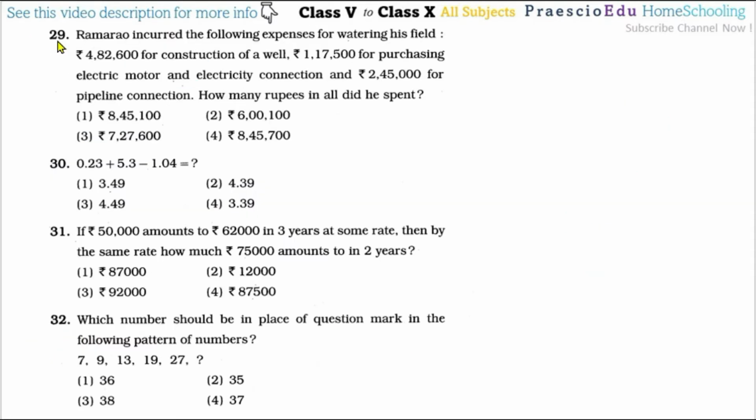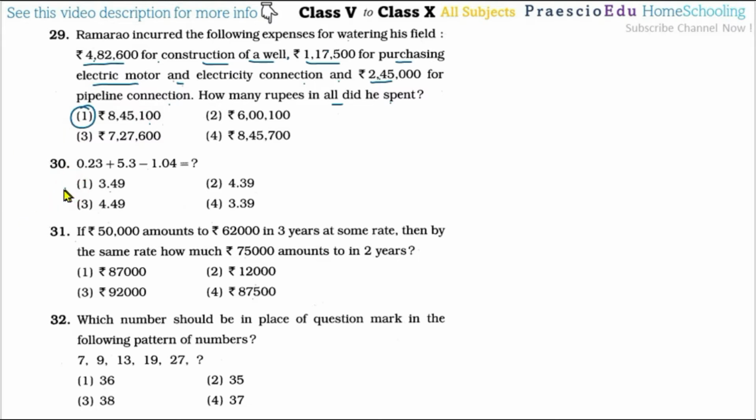Then question number 29. Ram Rao incurred the following expenses for watering his field. This much amount for construction of a well, then this much amount for purchasing the electric motor and electricity connection, and this much amount for the pipeline connection. Then how many rupees in all did he spend? In all means we have to consider this amount, this amount, this amount. So if you add these three amounts, you will get 8,45,100. So option number 1 is the correct one.